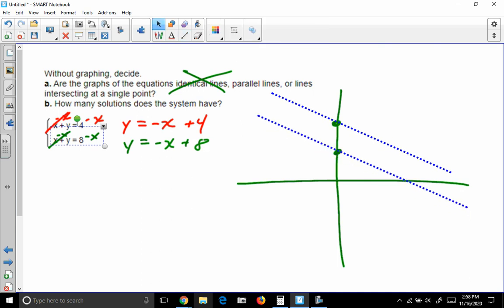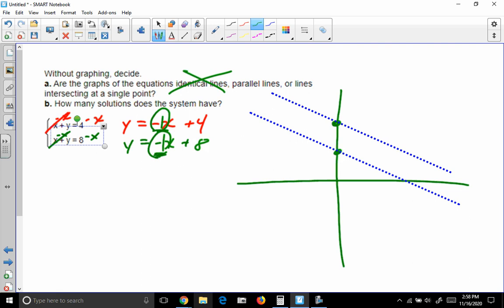Remember, lines that have the same slope are parallel. How do I know they have the same slope? Because they're solved for y, so the coefficient of x is their slope. So since those match, their slopes are the same. So they're parallel. If they're parallel, but different, they're not going to touch each other. So in this case, we have no solution. No points are on both lines at the same time. If it's on this one, it's not on that one.